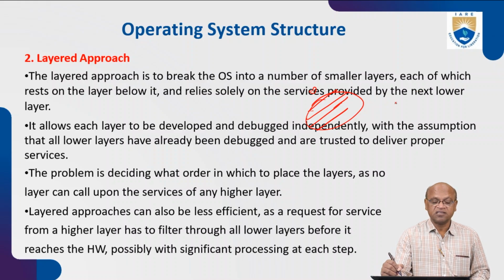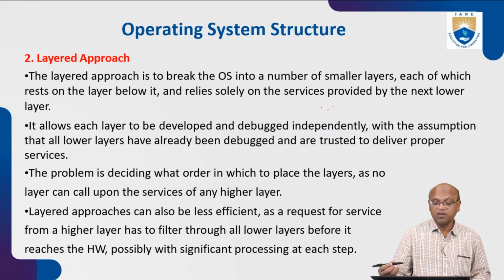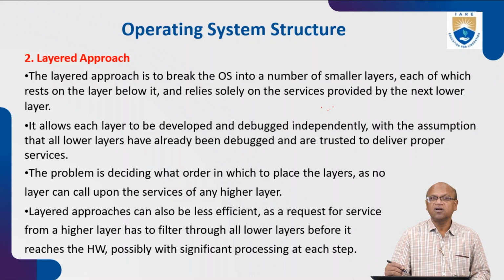Each layer rests on the layer below it and relies solely on the services provided by the next lower level. There will be an interlink between layers. This is one piece of software, this is another, like a module. If a layer requires programs from another layer, there will be a link provided. That is the layer structure. It allows each layer to be developed, deployed, and debugged independently, with the assumption that all lower levels have already been debugged and are trusted to deliver proper services.